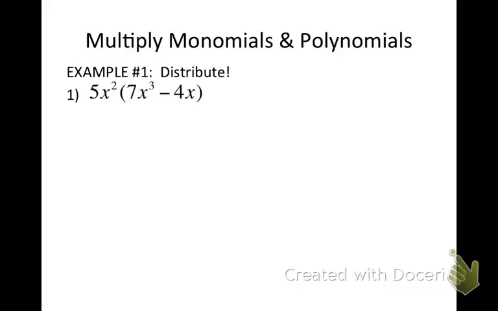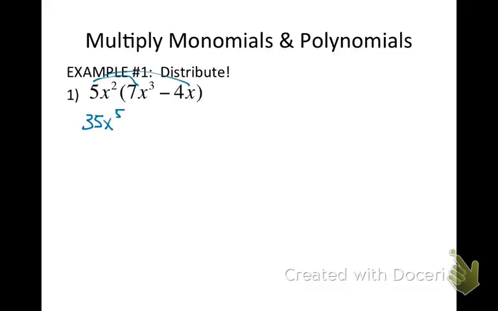In that case, when you have one term multiplying by an expression, you can do what you're probably thinking of doing, which is distribute. So that means we take the first term times the first term in the expression. 5 times 7 is 35. X squared times x cubed is x to the fifth.